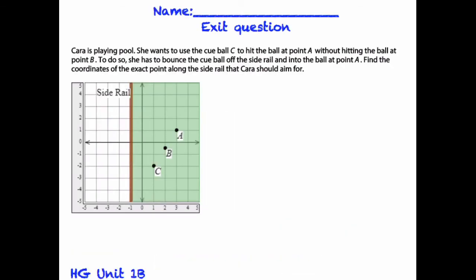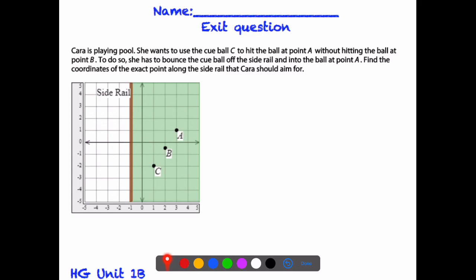All right, so at this point, Kara is playing pool. She wants to use the cue ball C to hit the ball at point A without hitting the ball at point B. So she wants to do a trick shot and hit to point A from point C. To do so, she has to bounce the cue ball off the side rail over here and into the ball at point A. Find the coordinates of the exact point along the side rail that Kara should aim for.